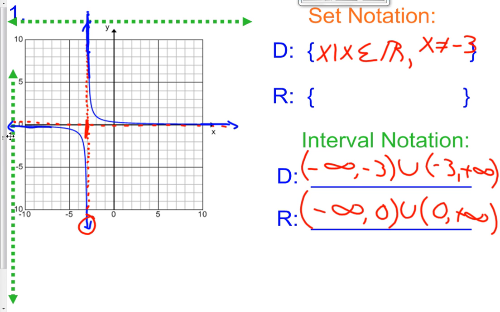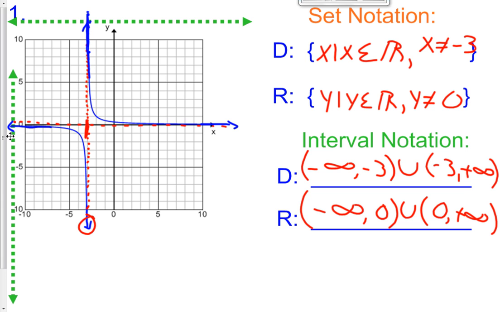It doesn't include 0, so that's why we put parentheses at both of those spots. So y can be any number except for 0. It cannot be the number 0. So y such that y belongs to all the real numbers, except y cannot equal 0. And there is the correct answer for problem number 1.